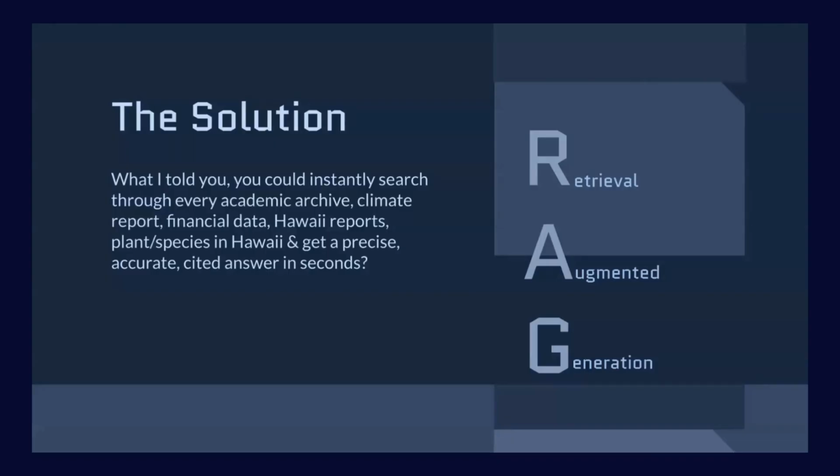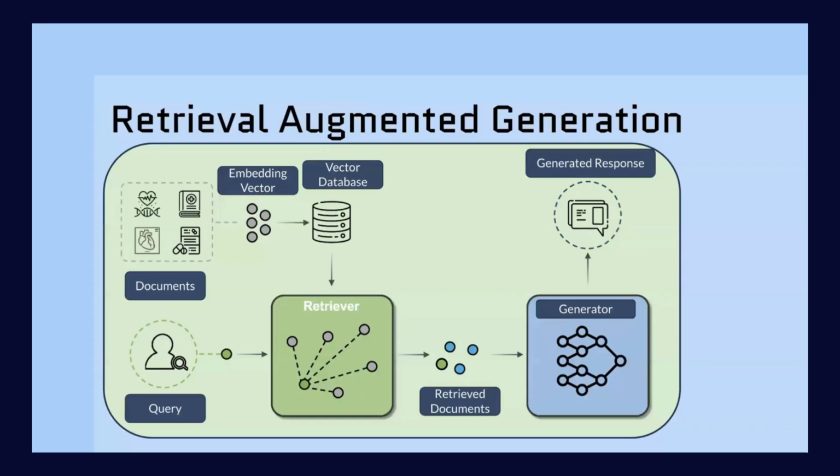Okay, so what is the solution? What if I told you that you could instantly search through every academic archive or climate report or financial report, plant species reports, and get a precise, accurate, cited answer in seconds? That'd be pretty cool, huh? The solution is to use RAG. RAG can help you accomplish this, and it stands for Retrieval-Augmented Generation.